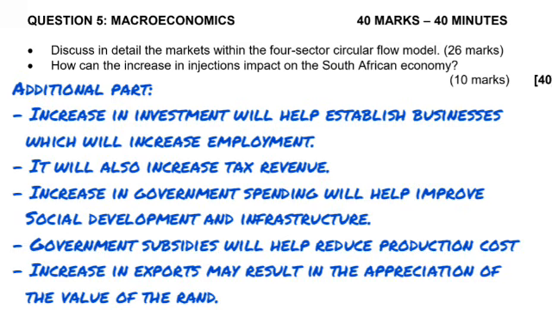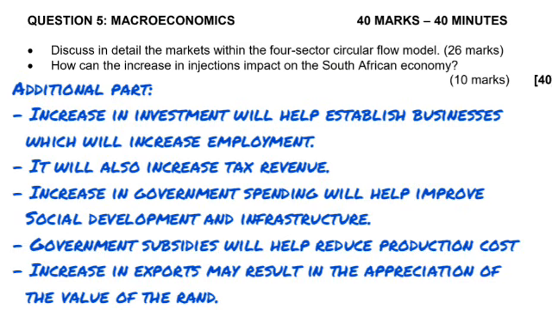So let's start with an increase in investment. It will help establish businesses, which will increase employment, because when businesses are doing well, it means production levels are going higher. That means we need more employees to work the production. It will also increase the tax revenue, because the more income businesses make, the higher the taxes they can pay, and then that leads us to the increase in government spending, which is our point number 3.